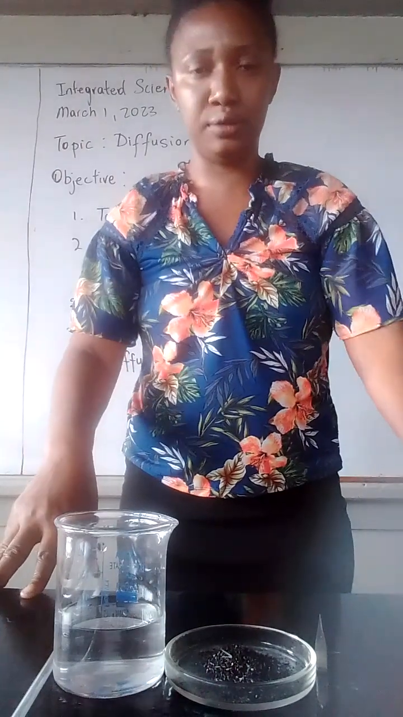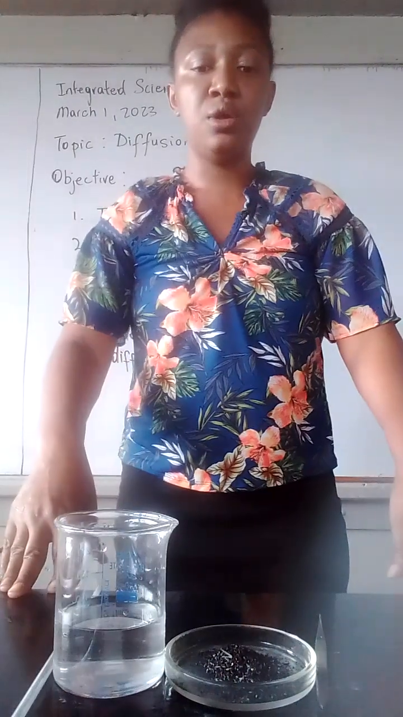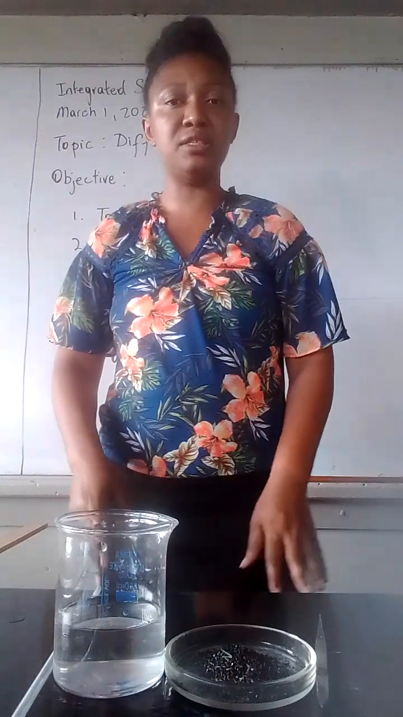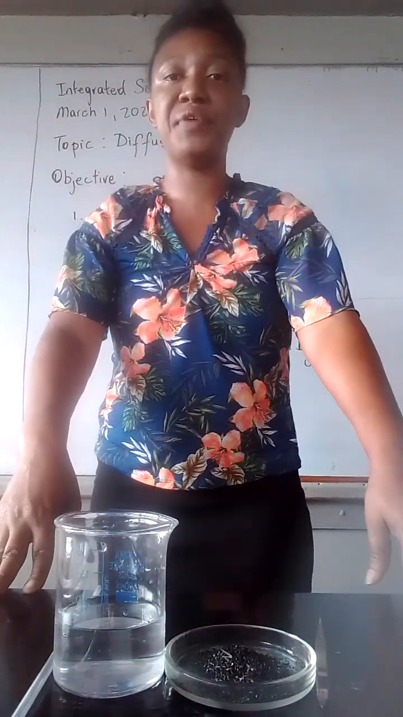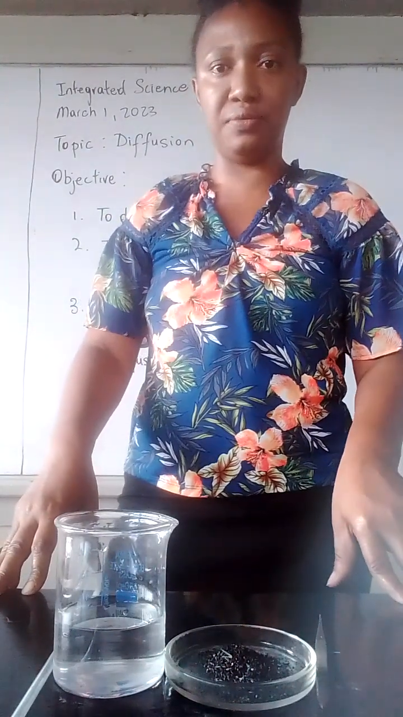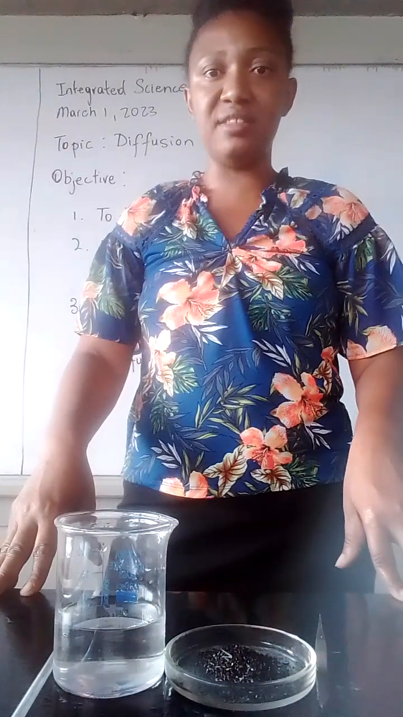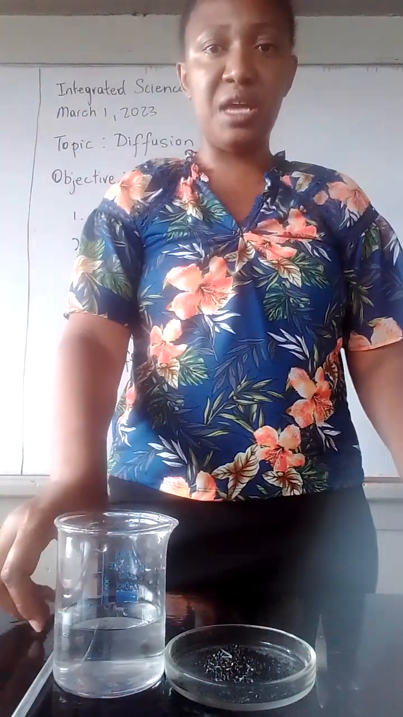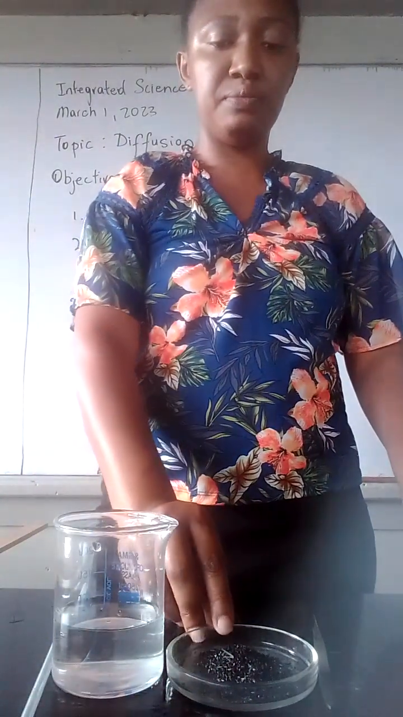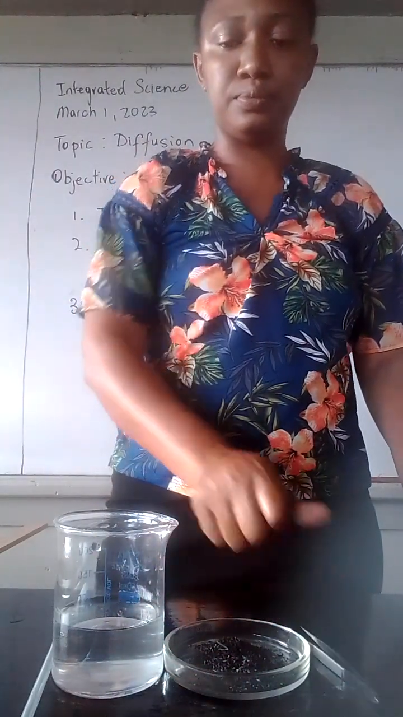low concentration. Today, we'll be demonstrating diffusion with the use of potassium permanganate crystal to show how particles move from an area of high concentration to an area of low concentration, which will help us to define diffusion. Today we have a straw, a beaker with water, a petri dish with potassium permanganate crystal, and a tweezer.